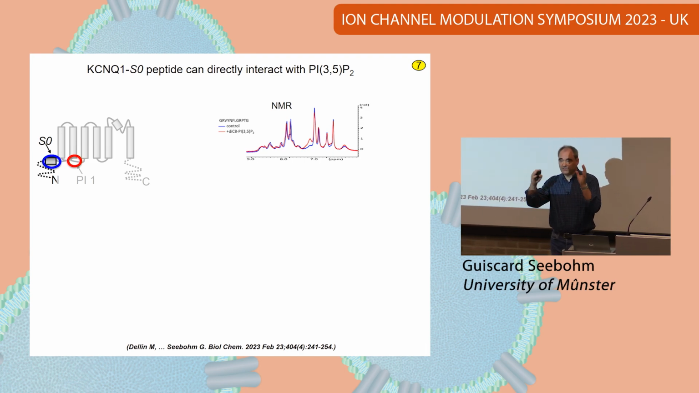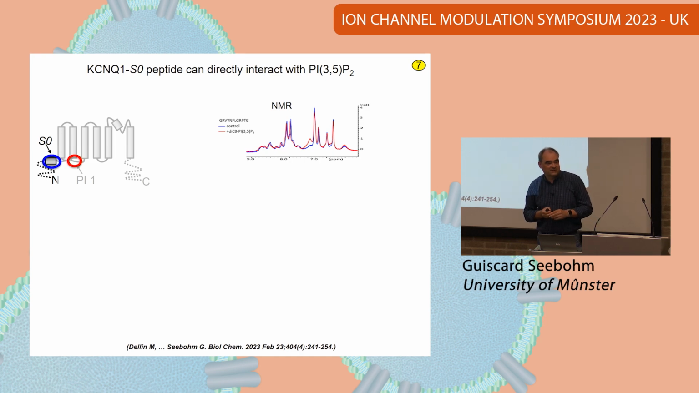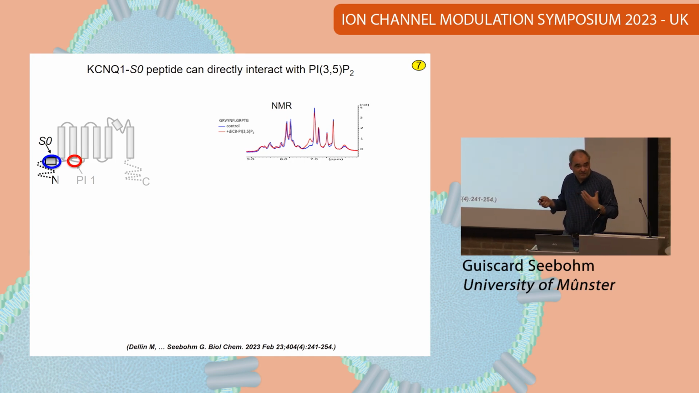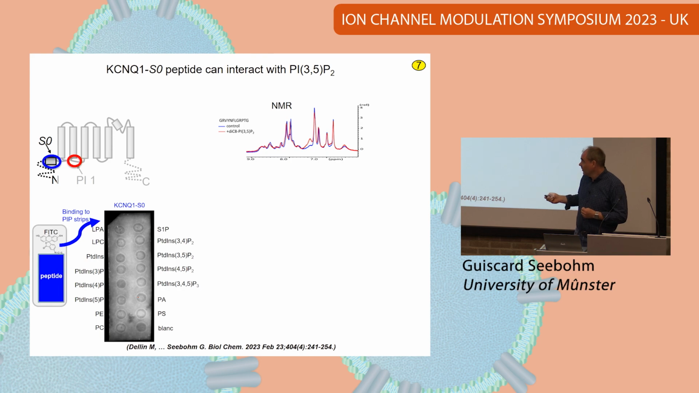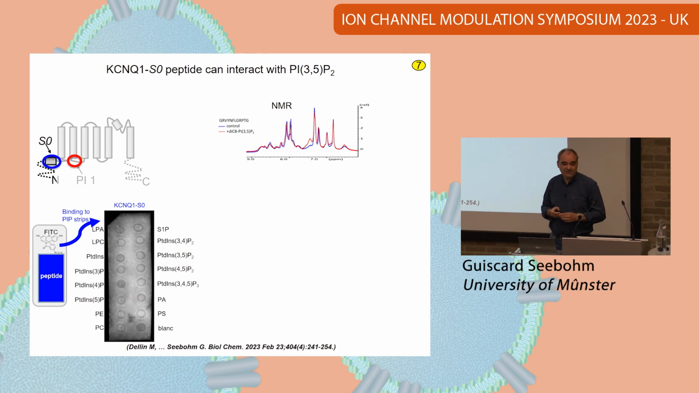So what we did is we generated a synthetic peptide resembling this S0. The CD spectrum, and also 2D NMR, suggested it's really folding into a helix. And then we also did a 1D NMR, and you can see there are shifts when we apply this water-soluble PIP2. So there are physical interactions there. We also wanted to get an idea about specificity: is it only taking this PIP2 or also other membrane lipids? We conducted this fluorescence-based PIP strip assay.